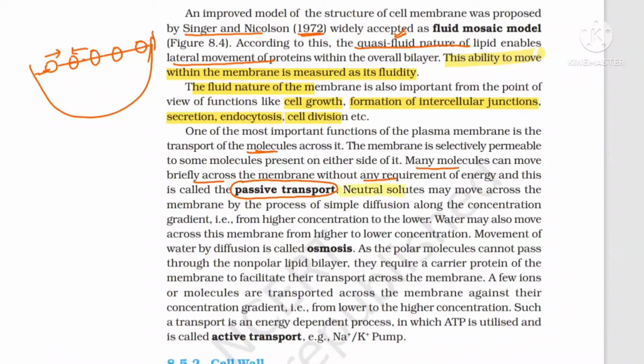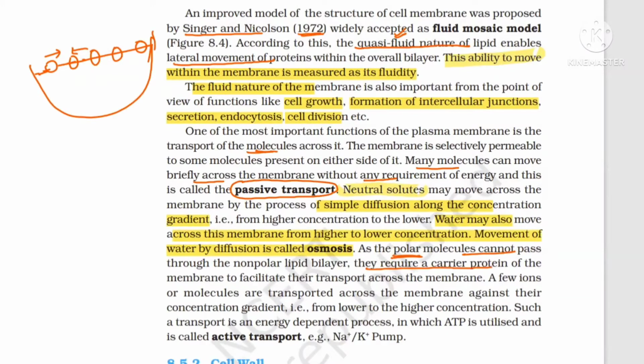Neutral molecules, which are not charged, can cross by simple diffusion along the concentration gradient. Water also goes by osmosis, by diffusion only. But polar molecules, you know, polar molecules are charged particles. They cannot pass. So for this, you require carrier protein.